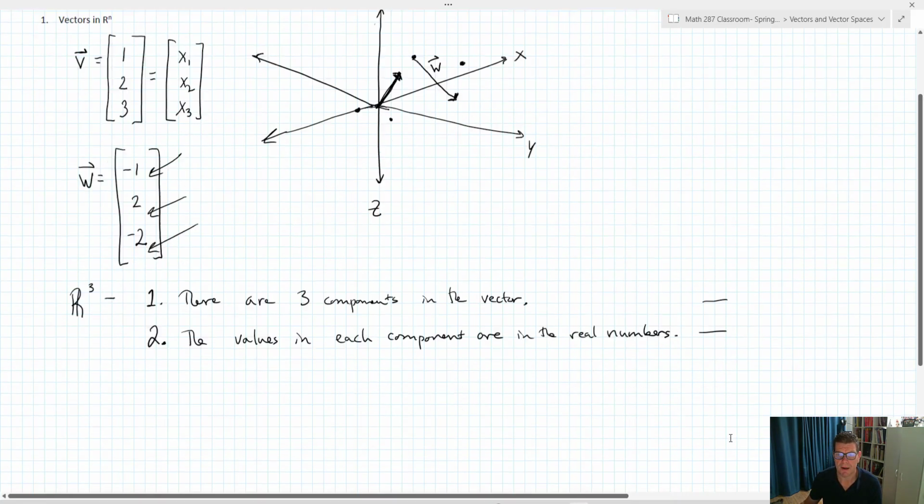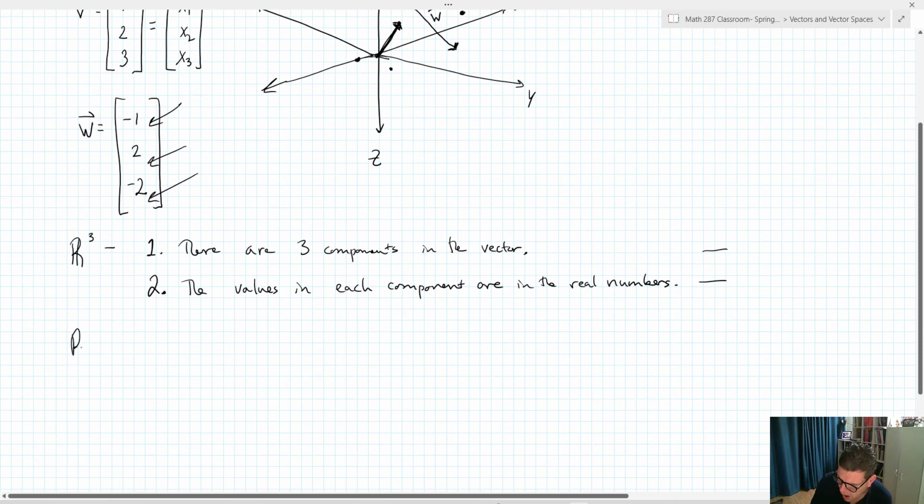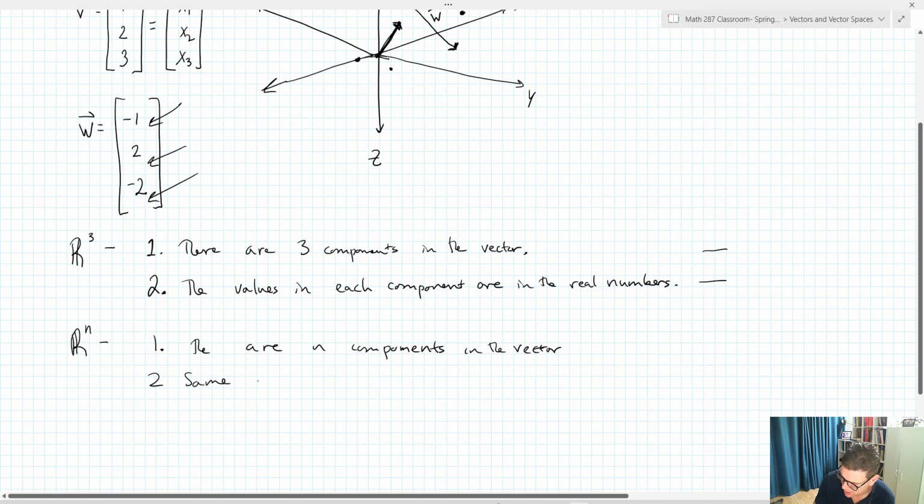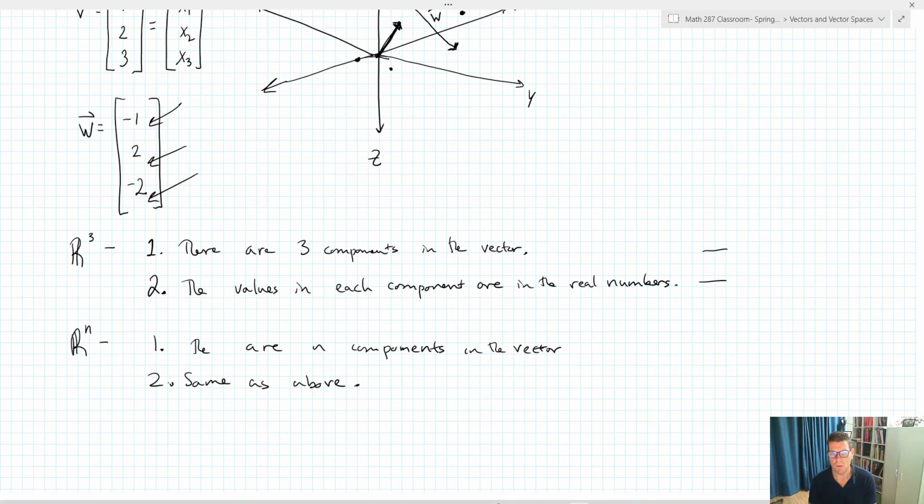Now, we can also talk about Rn, and Rn is very similar to R3, except there are n components in the vector, and two is going to be the same as above. The values in each of the components are in the reals. Okay, so that's the second requirement for Rn. So in Rn, we have n components, meaning that we can define any amount of components that we want. And the values in each of the components are the real numbers.